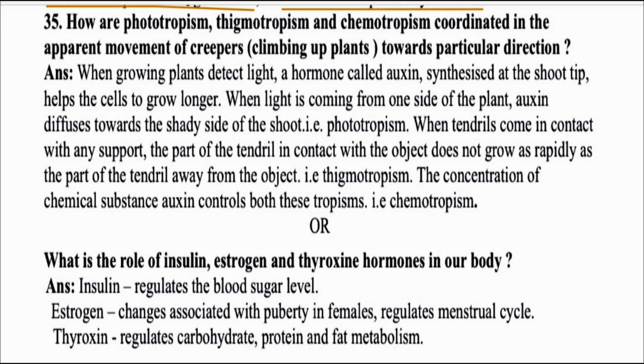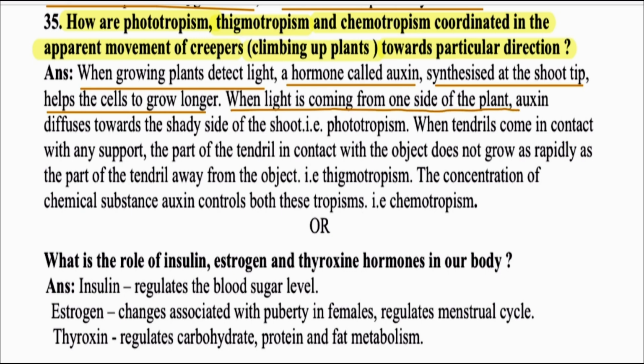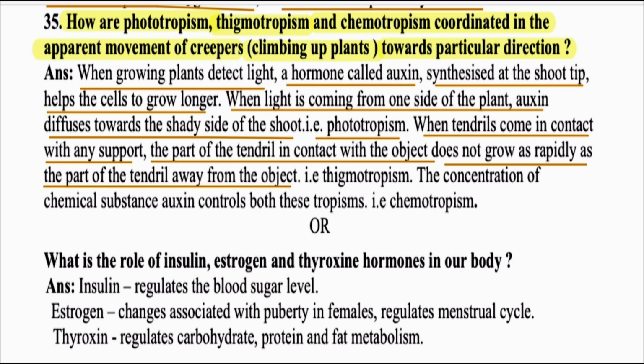Next, 35th question. How are phototropism, thigmotropism and chemotropism coordinated in the apparent movement of creepers climbing up plants towards a particular direction? Answer. When growing, plant detects light. A hormone called auxin synthesized at shoot tip helps plants to grow longer. When light is coming from one side of the plant, auxin diffuses towards the shady side of the shoot. Therefore, phototropism. When a tendril comes in contact with any support, the part of the tendril in contact with the object does not grow as rapidly as the part of the tendril away from the object, known as thigmotropism. The concentration of chemical substance auxin controls both these tropisms, that is chemotropism.